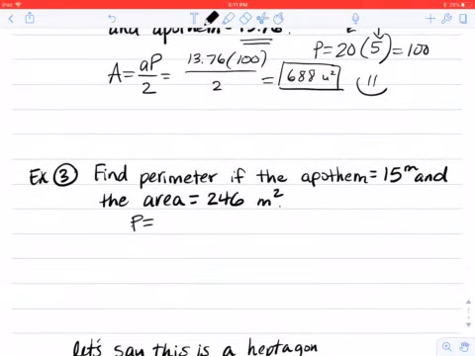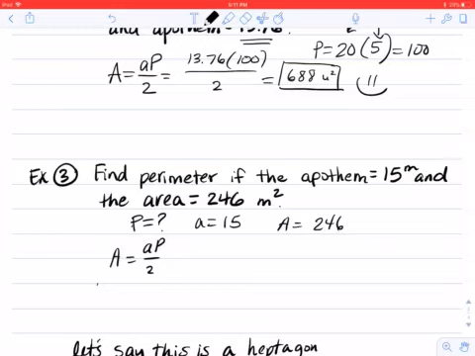Find the perimeter if the apothem is 15 and the area is 246 meters squared. So my formula is AP over 2, AP over 2, AP over 2. Got it? So let's just plug it in. A, as in area A, sorry. So capital A is area, is 246. The lowercase a is the apothem, so that's 15. The perimeter, I don't know. P. Divide by 2. And solve.